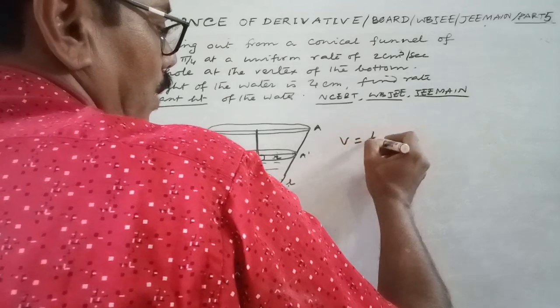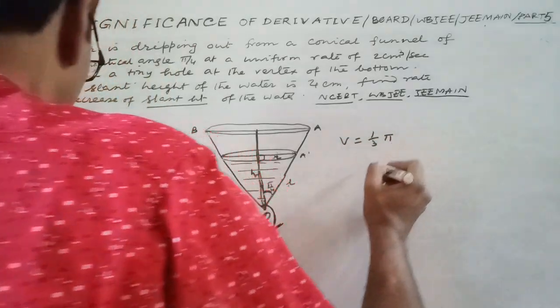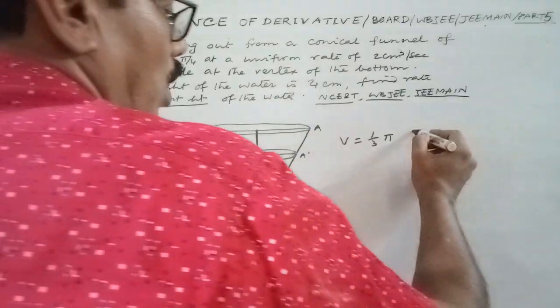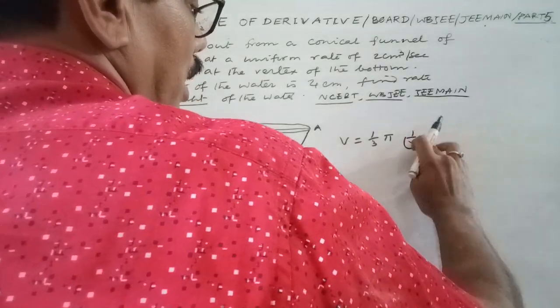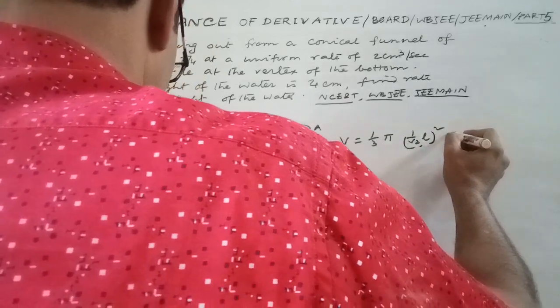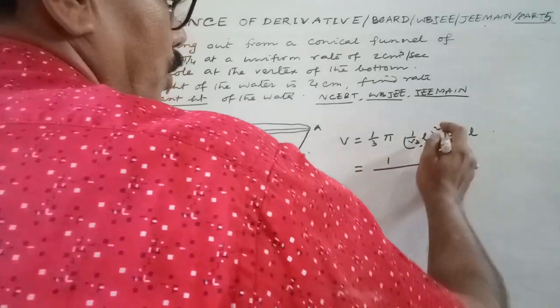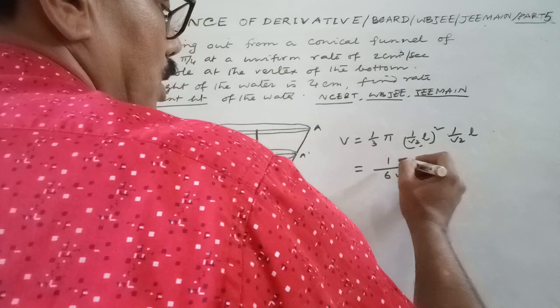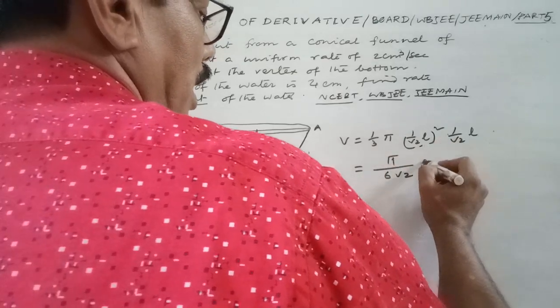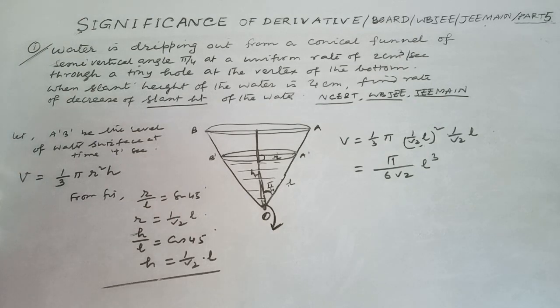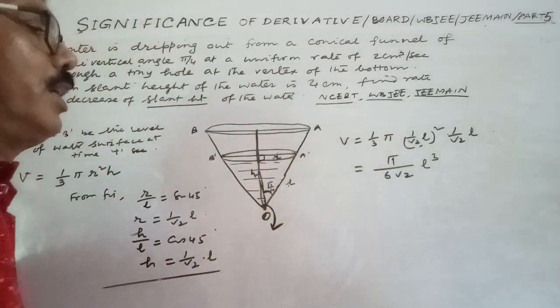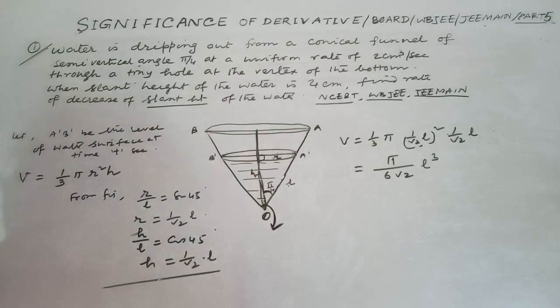So V equals to 1/3 pi. What is R square? R is 1/√2 L whole square into what is H? 1/√2 L. So 1 by this is 2, 6√2, pi L cube. So this is relation of V and L in terms of L, that is slant height.